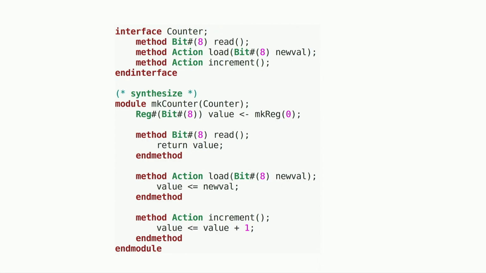And in the implementation, you have some state. Here, the state is the value. So you see the register there is created with an initial value 0. And what can you do? You can read from a register, you can load a register, and you can increment a register.